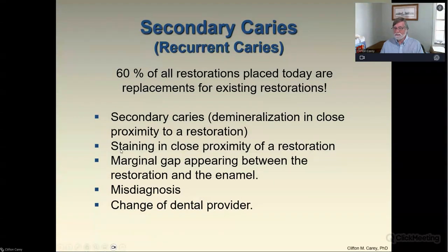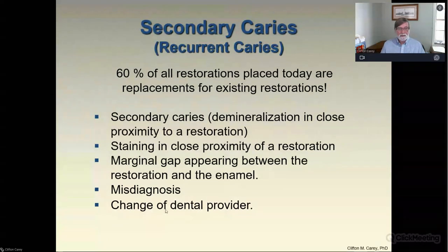For people to actually diagnose it, there's staining in close proximity of a restoration, possibly that marginal gap appearing. You see that brown stain around it might be an indication of secondary caries. Part of the reason why 60% are done is that there's a misdiagnosis. Sometimes that stain is so compelling that it looks like there must be secondary caries. And the only way to find out is to remove the restoration and see, and then replace it. And sometimes there wasn't a secondary caries.